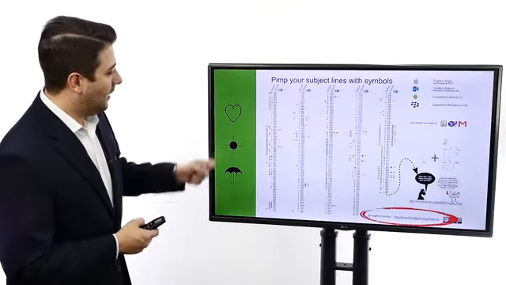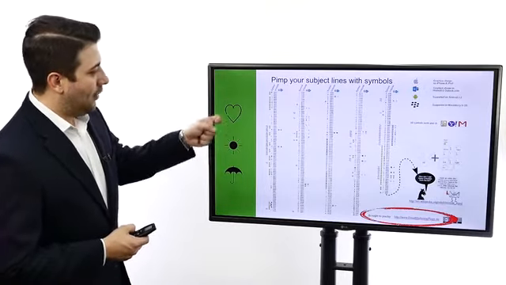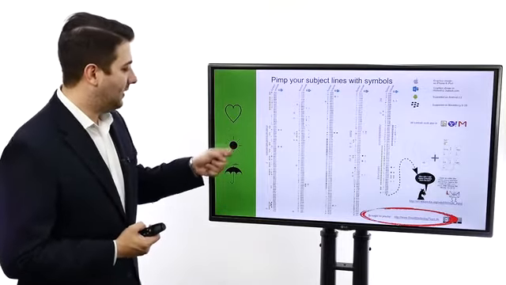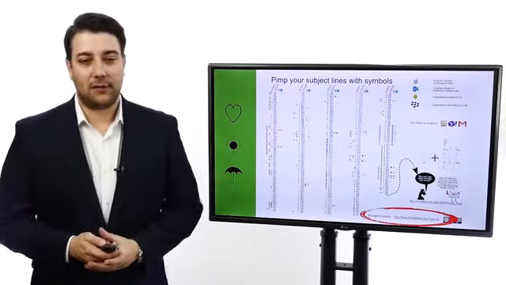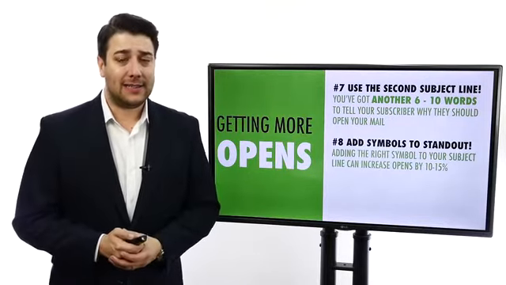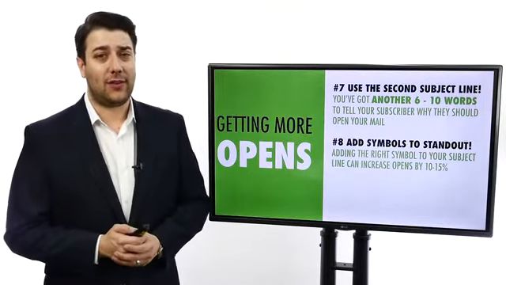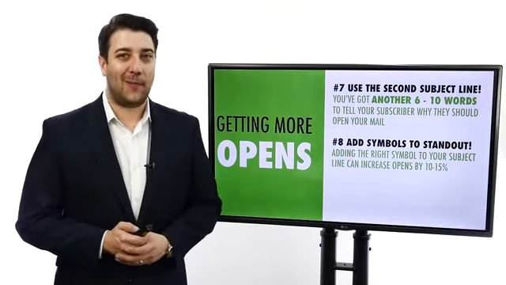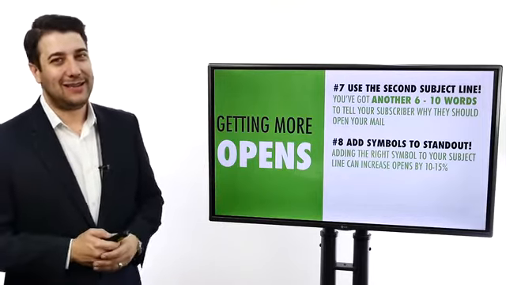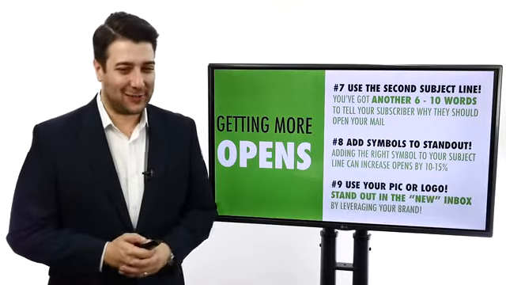I'll tell you over here, these are the 3 most popular and highest response symbols: the heart, the sun, and the umbrella. Right, the heart, the sun, and the umbrella. So there you go. Adding symbols to your subject lines is a great way to stand out and get higher opens, and ideally more of the same click-through rates.